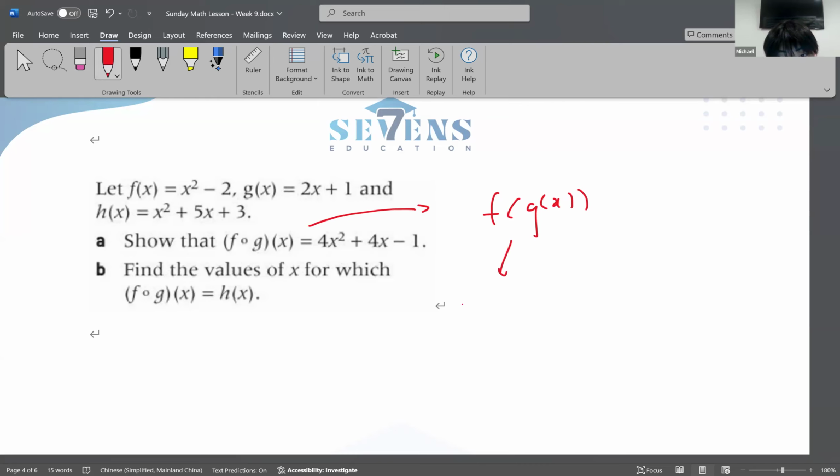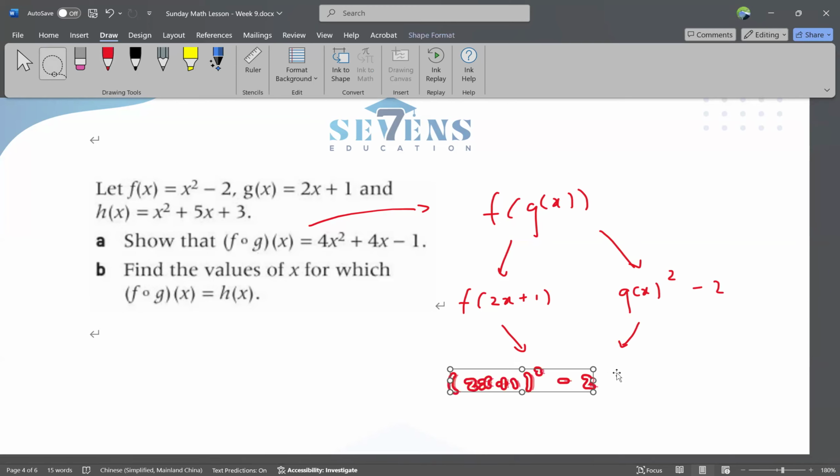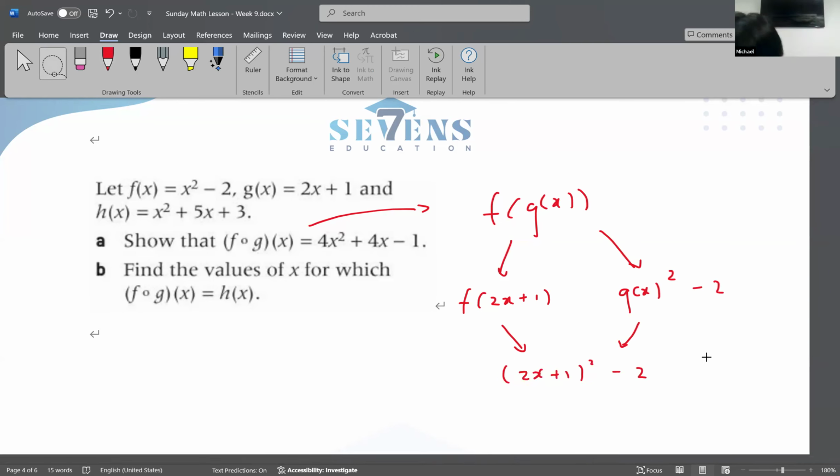So we're putting 2x plus 1 inside f, right? Or we can say we're putting g(x) inside f. So we put g(x) first, so g(x) squared minus 2. And both will give you the same answer, which is 2x plus 1 squared minus 2. Make sense? And so that's the final answer, like 4x squared plus. Yes, you want to expand that. You want to prove it's the same.